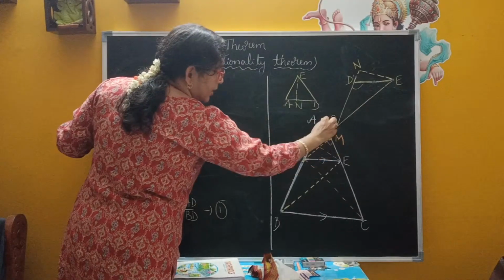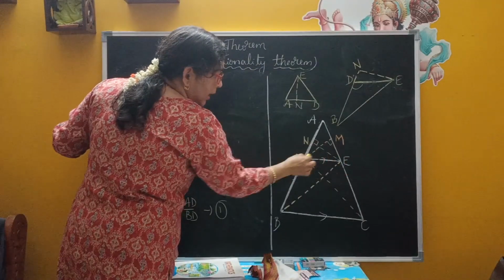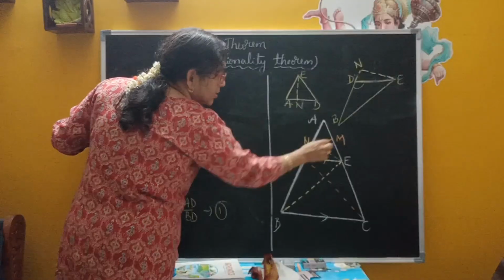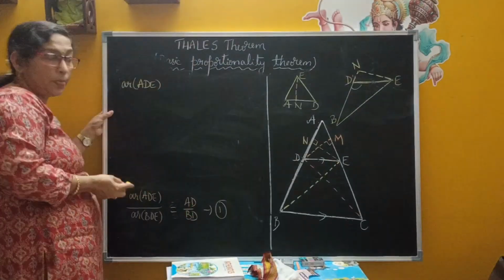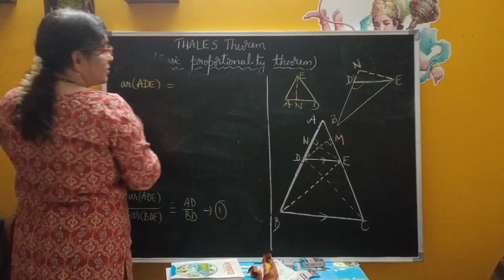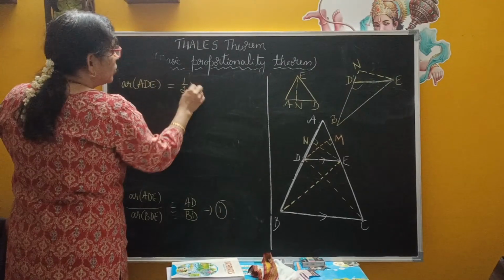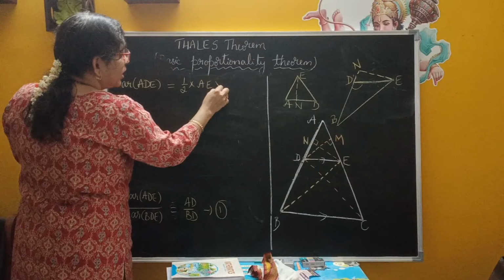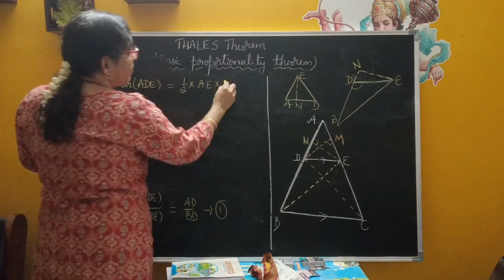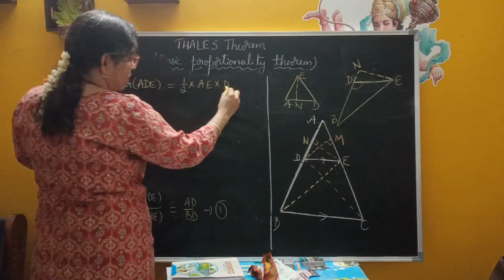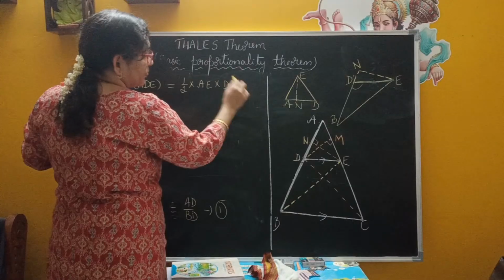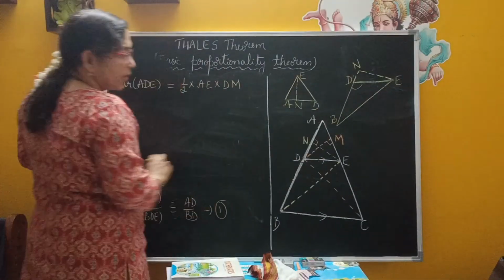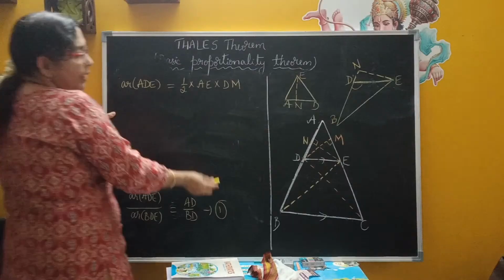Now this base, and the height is DM. Imagine like this: see, if we take AE as the base, then this DM is the height or perpendicular. Area of ADE is equal to half into AE into DM. Okay, so this is the corresponding height. Now another triangle. Which is the other triangle?